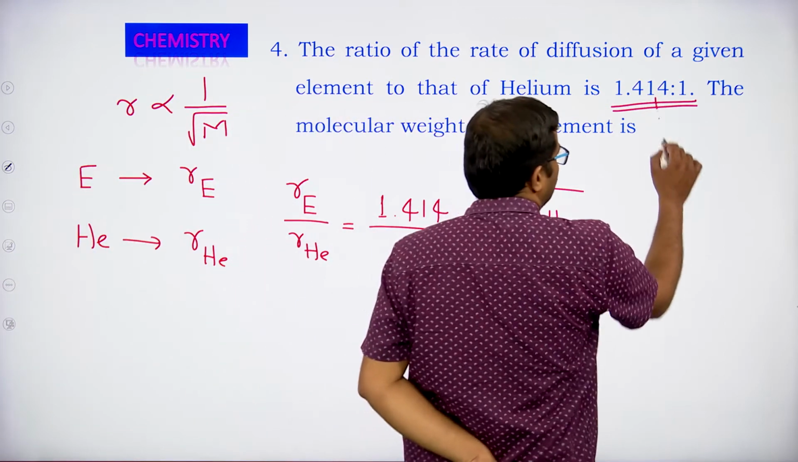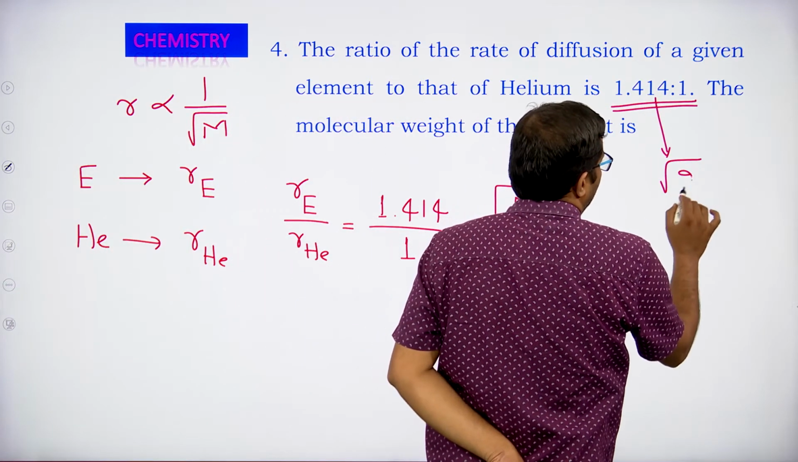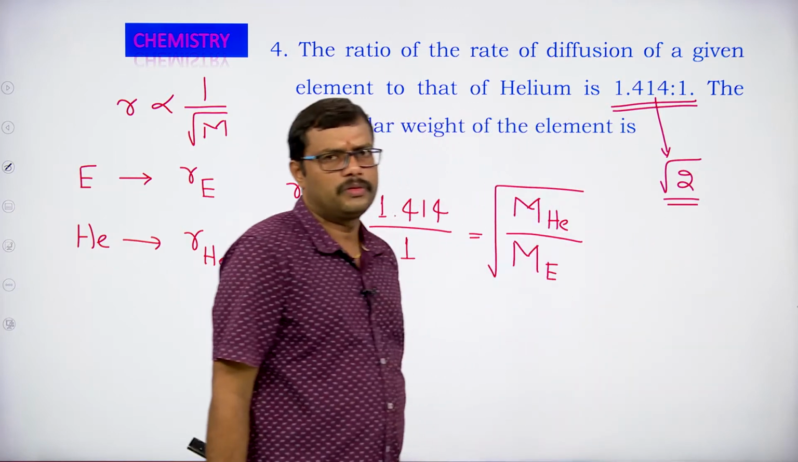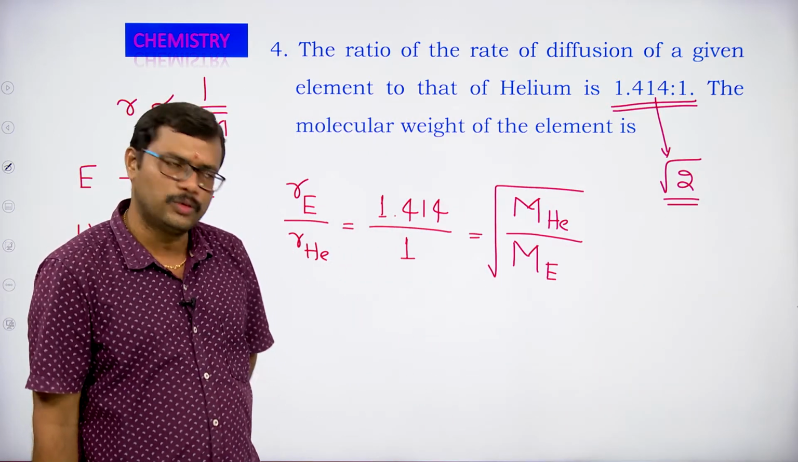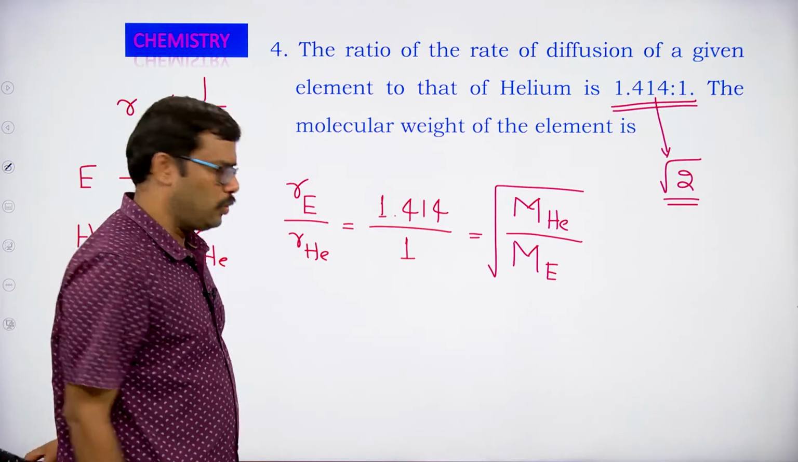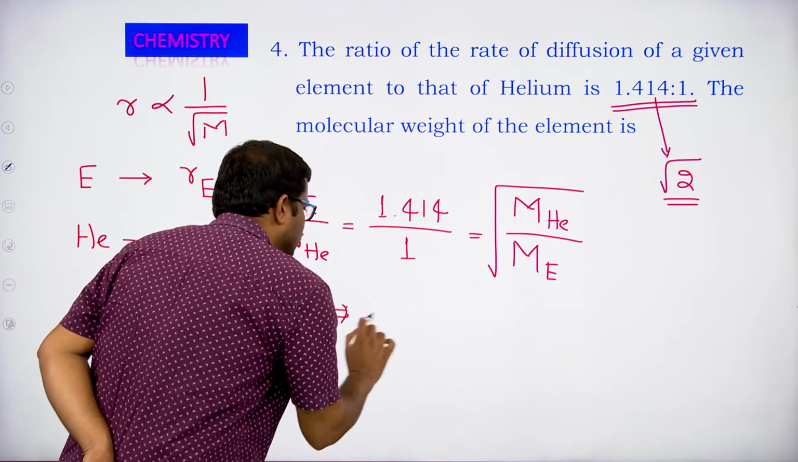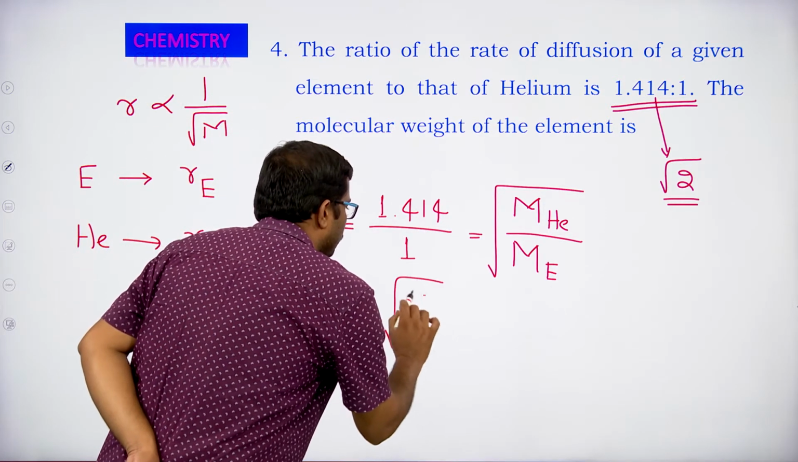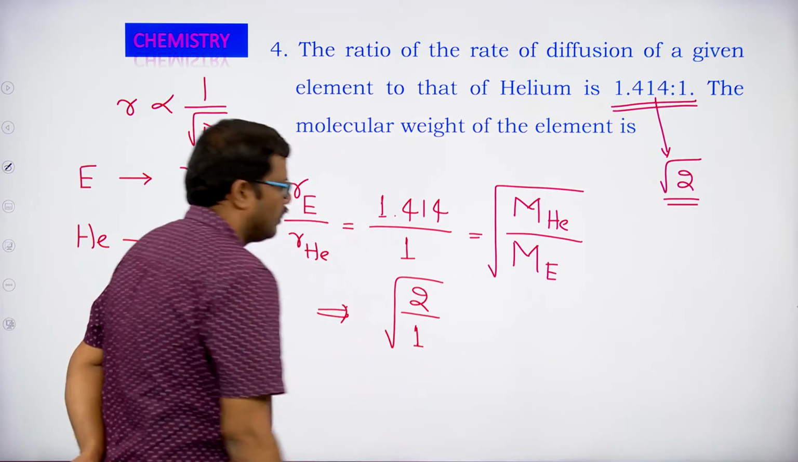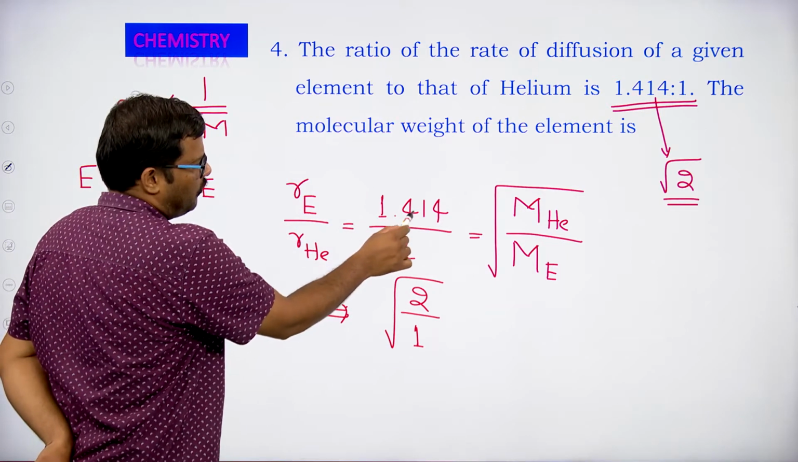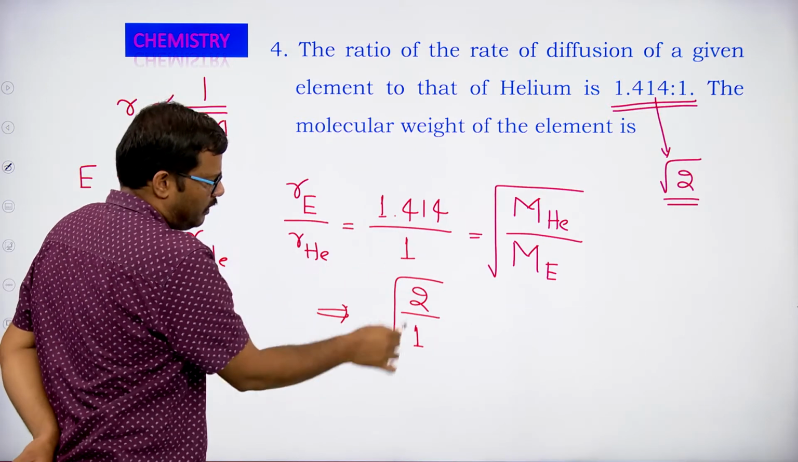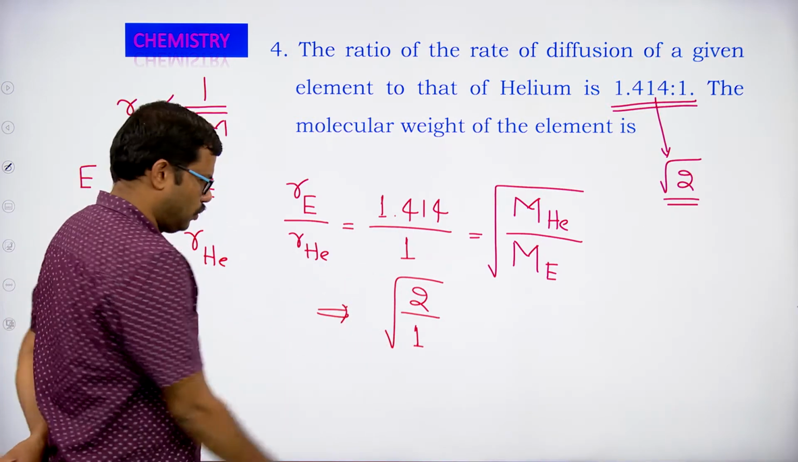Okay. Now if you observe here, this 1.414, what is this 1.414? 1.414 is the value of root 2. So we can write it in the form of root 2. Now I am writing it as root 2 by 1. So 1.414 is root 2, root 2 by 1. The square root of 1 and 1 are one and the same.